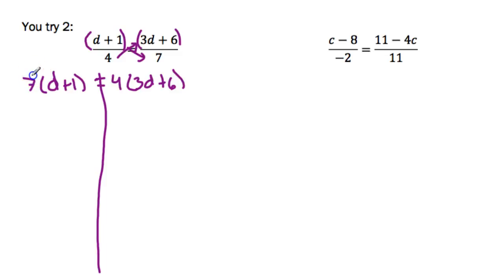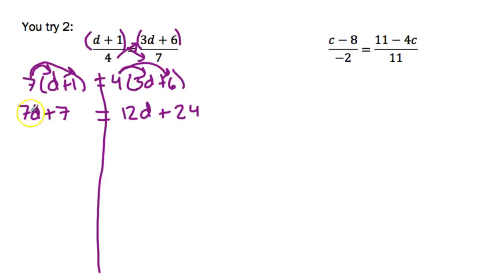First thing, distribute. 7 times d is 7d. And then I'll do 7 times 1. That is 7, and there's a plus sign there, so I put a plus sign there. Now this side, 4 times 3d will be 12d. 4 times 3 is 12, and I just put the d there. And then I do 4 times 6. That's 24. A positive times a positive is a positive. Perfect. So now I've got my equation, and I need to simplify.